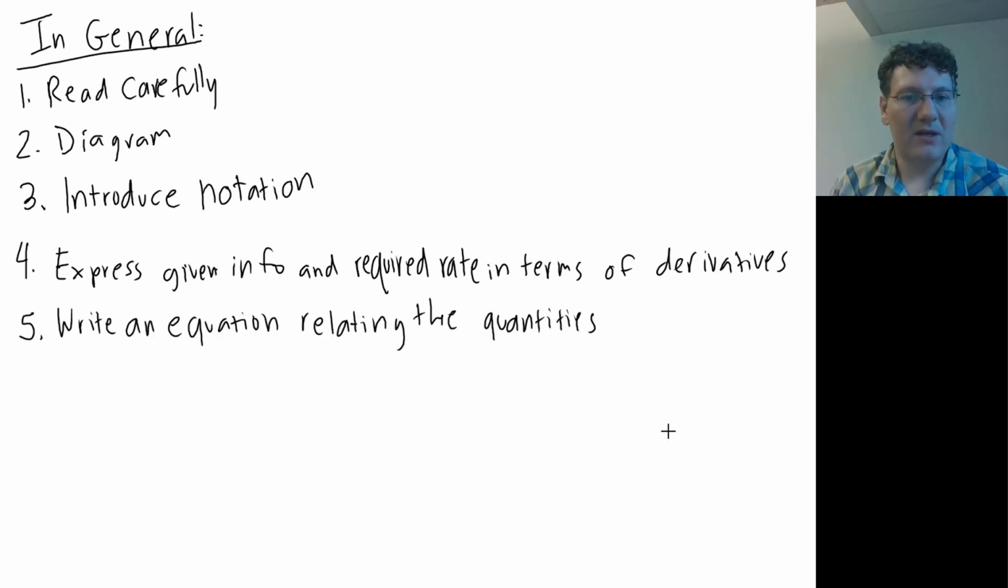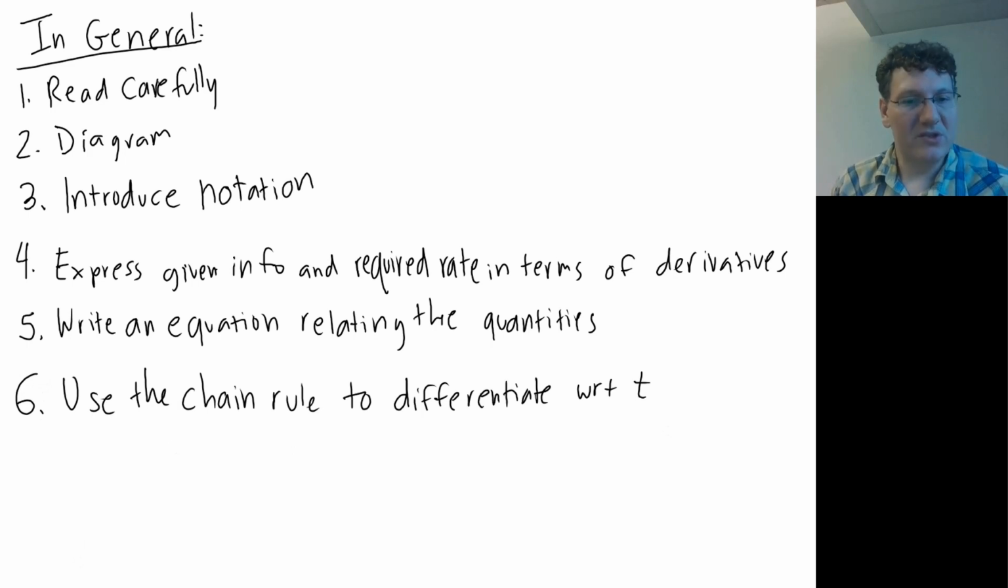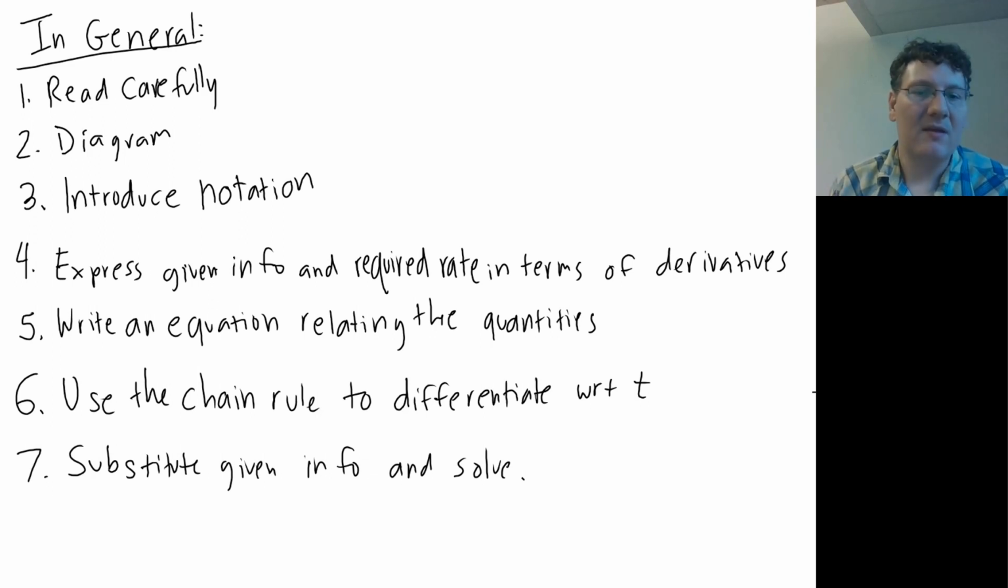Next thing you want to do is write an equation relating the quantities. It might be a geometric formula. It might be something else that's known, but some equation that relates the different quantities that you've assigned variable letter names to. Next, use the chain rule to differentiate both sides of the equation with respect to t. And the last thing you do, you substitute in the given information that you have and solve for the required rate. We'll take a look at a couple other examples and you'll see what I mean.